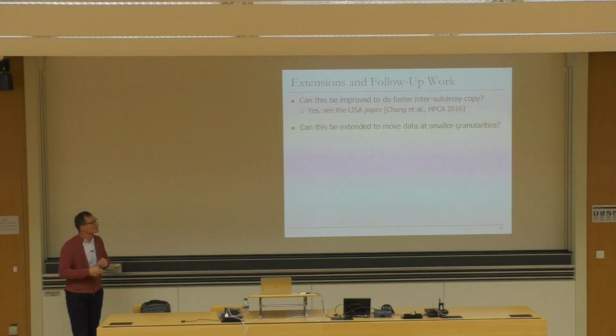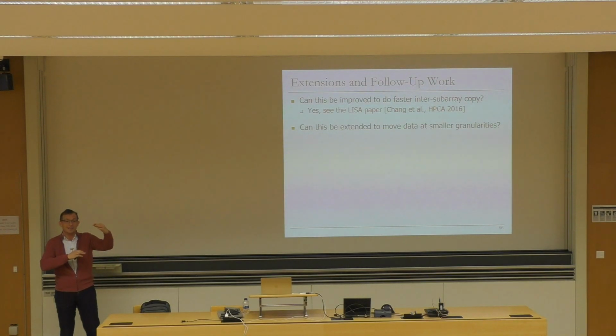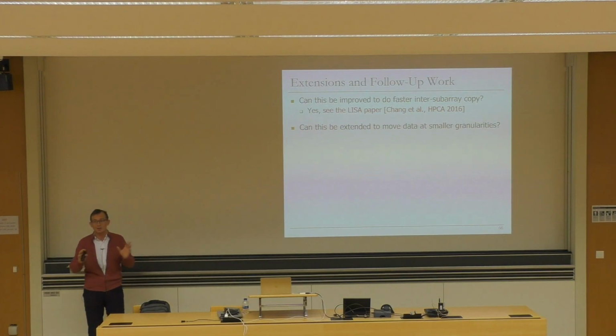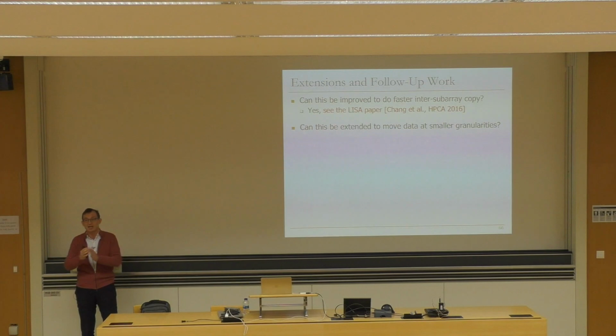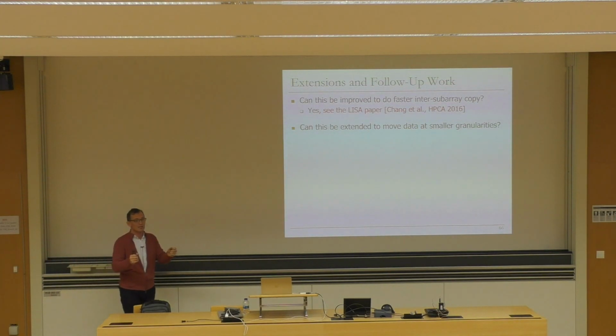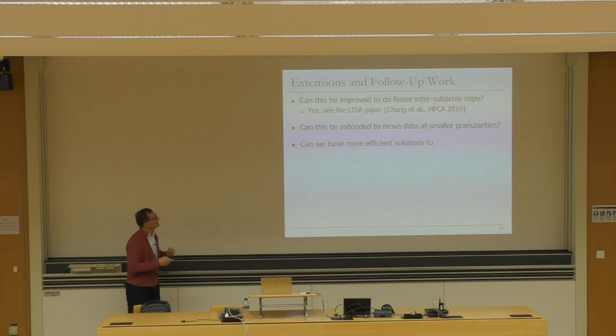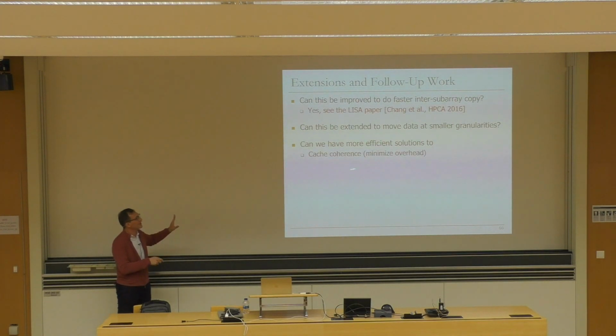Can this be extended to move data at smaller granularities? I think that would be nice. It comes at a cost usually, meaning smaller granularities in a single subarray. I think that would be actually very nice if it's possible. I don't see any easy way of doing it. Fundamentally, smaller granularity requires additional hardware, and once you go into changing the hardware in the subarray, you lose a lot of capacity. Can we have more efficient solutions to cache coherence? I think the jury is still out. There's a lot more work to be done in this area.